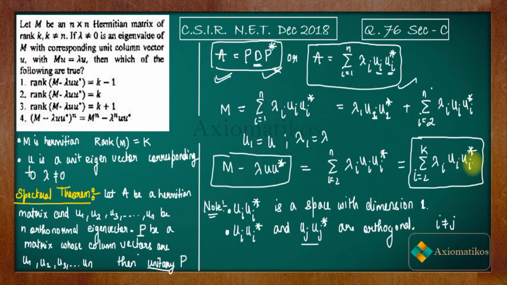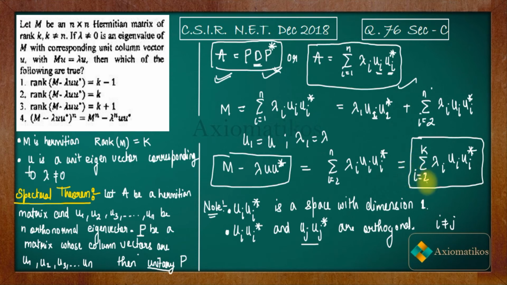So we have written k orthogonal spaces over here. Got it? So the range of M minus lambda uu star is actually a direct sum of k, not k actually, because we are starting from 2, it is a direct sum of k minus 1 orthogonal spaces. Are you getting my point?